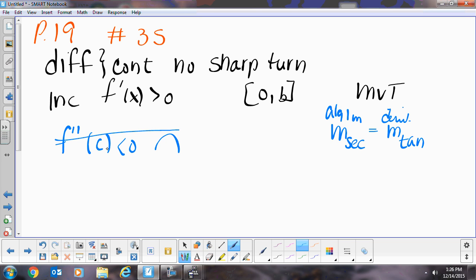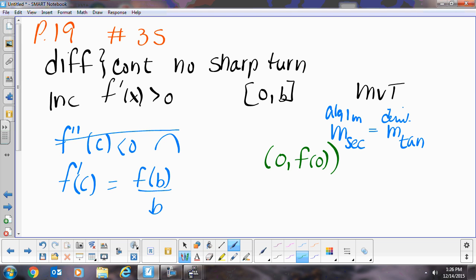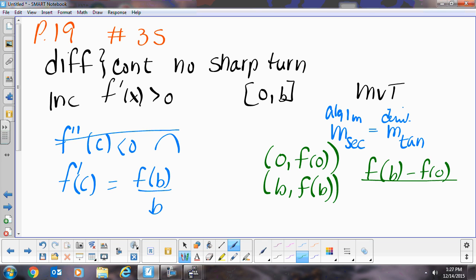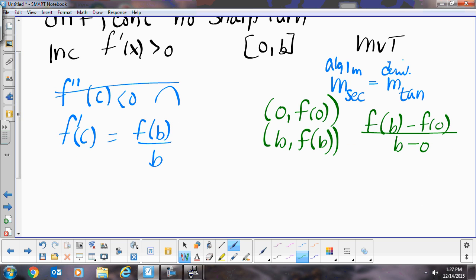Okay. Part B says f prime of c is equal to f of b over b. Now, do you agree that looks like maybe algebra 1 slope? So let's do our algebra 1 slope. My ordered pairs are 0, f of 0, right? And then we've got b, f of b. So if I were going to do algebra 1 slope, I'd have f of b minus f of 0 all over b minus 0. Now, I agree I have b in the denominator. But is my numerator different?